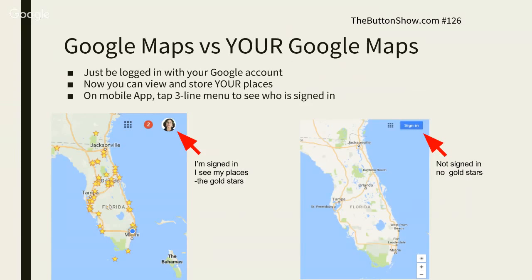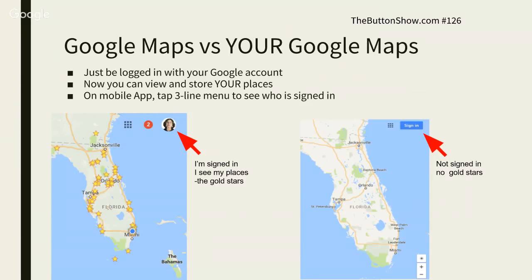So the image on the left is with me signed in. All those little gold stars are places that I've saved over the years. The one on the right is Google Maps with nobody signed in. So there are no gold stars, no saved places.